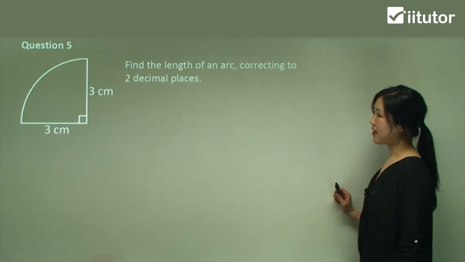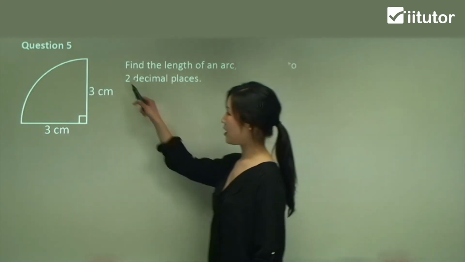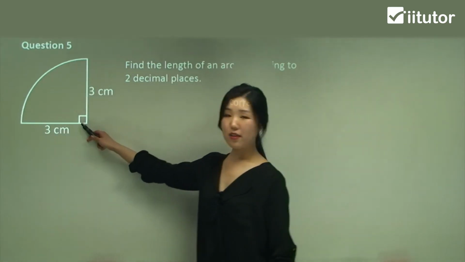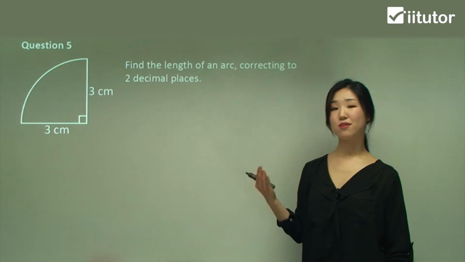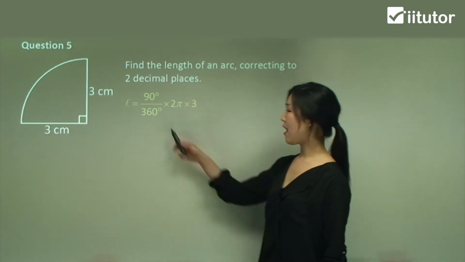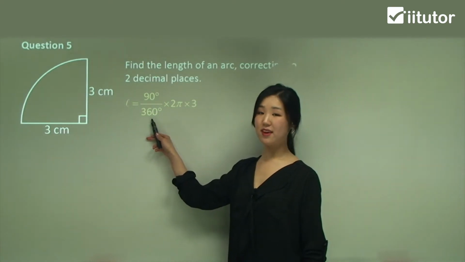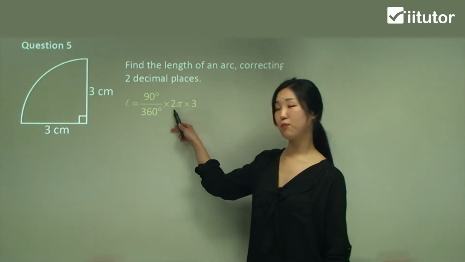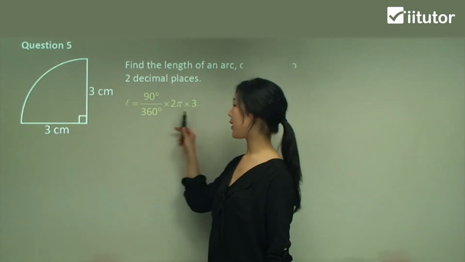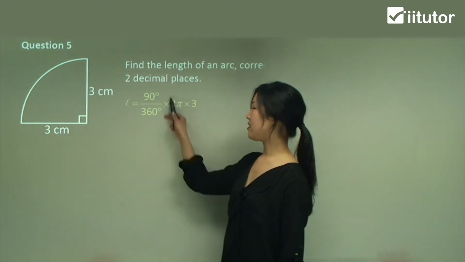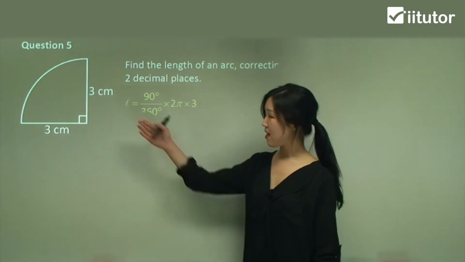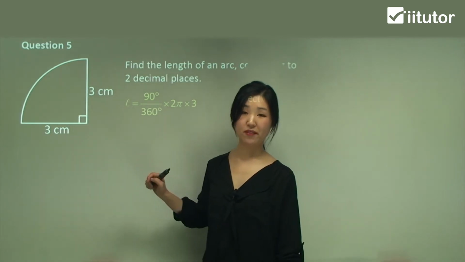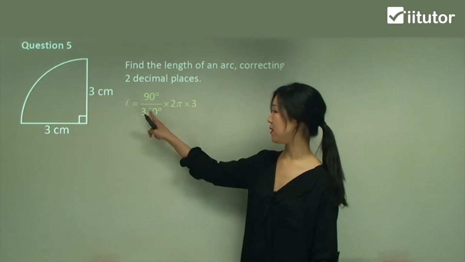Question 5, find the length of an arc. So it says this arc here is what we want. Now the angle shows you that that's a right angle, which means that the angle at the center is 90 degrees. So we do 90 divided by 360, multiply it by the circumference 2 pi r, radius is 3. And you can see that 90 divided by 360 is exactly a quarter, isn't it?